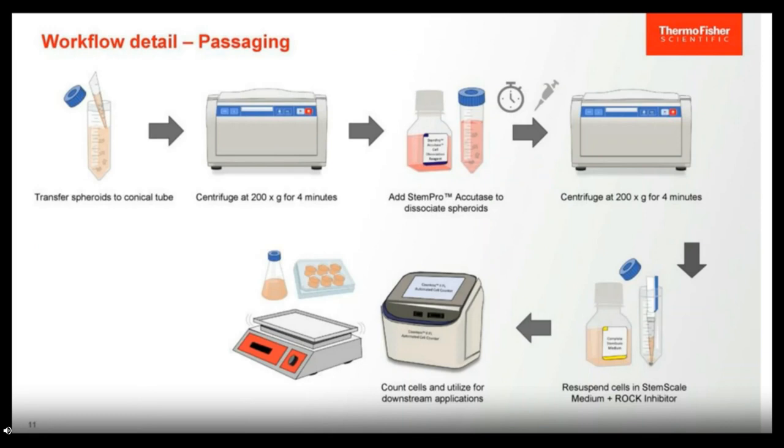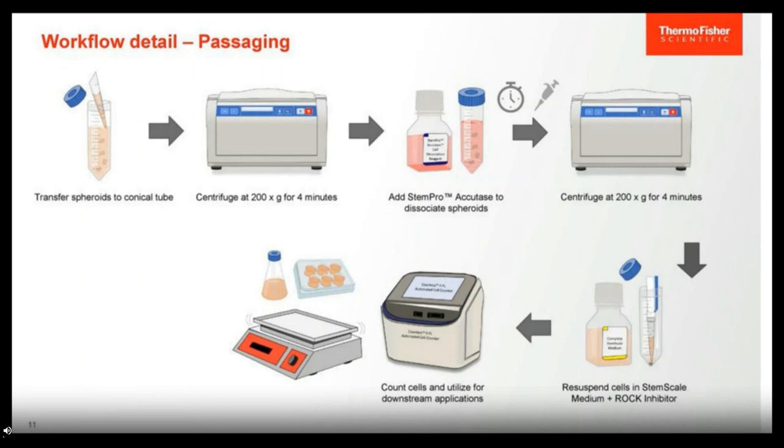So in order to passage the StemScale cultures, we utilize StemPro Accutase. This is also a very simple process. Once the spheroids are ready to be passaged, they're transferred into a conical tube. We then centrifuge the conical tube in order to aspirate the supernatant, and then add the StemScale passaging reagent for about 10 minutes. Over this 10-minute duration, you can see the spheroids begin to break apart as gentle agitation is applied to the tube.